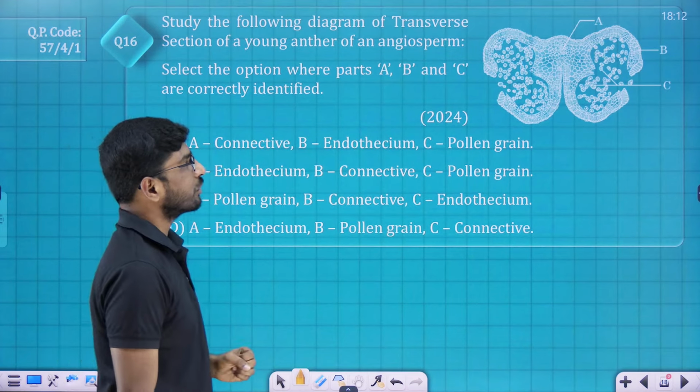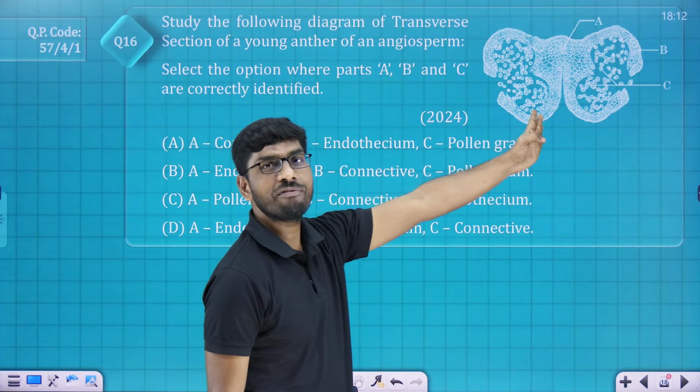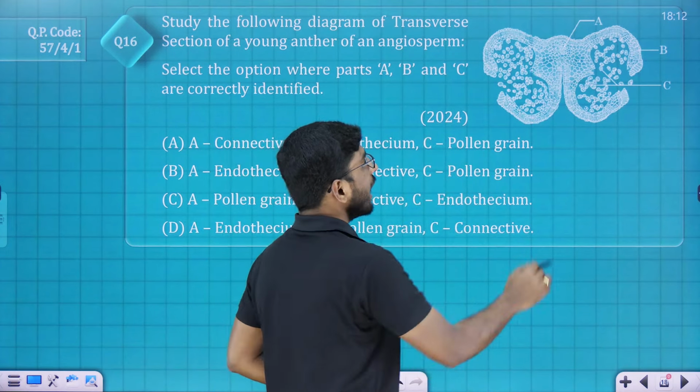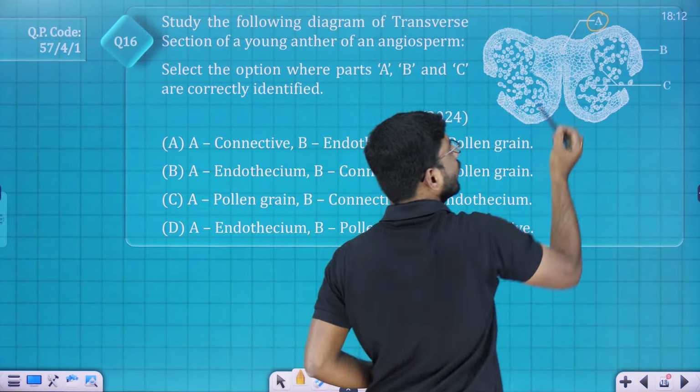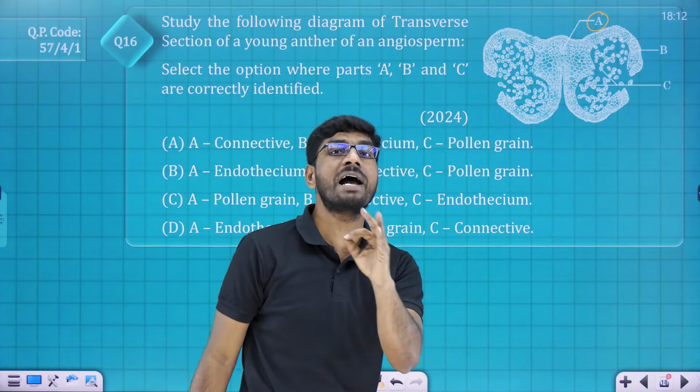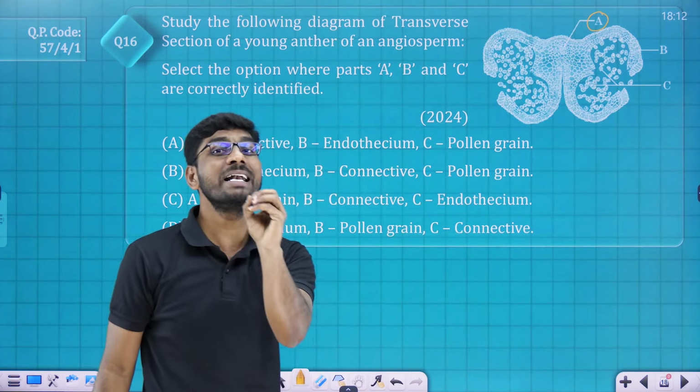This is a diagrammatic question. This is the structure of an anther, transverse section of anther. Look here. A is mentioned. A is the connective. What is the connective? Sterile tissue between the two lobes of the anther. It is the connective.